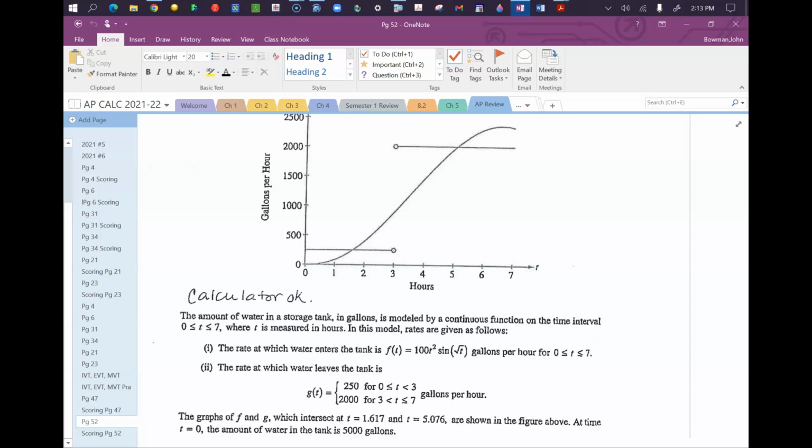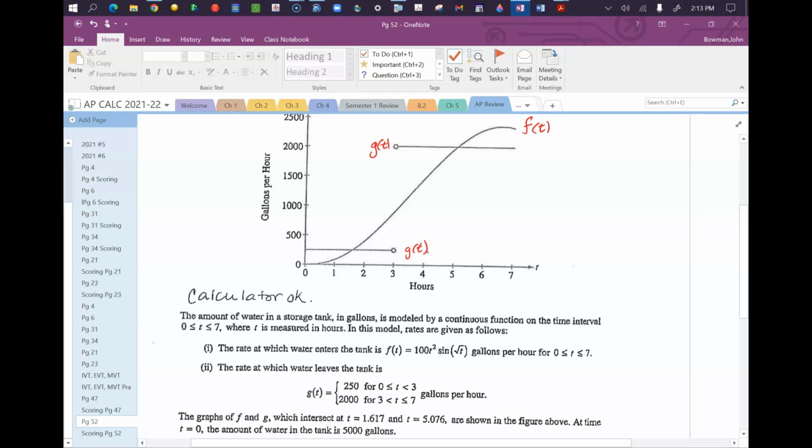1. The rate at which water enters the tank is f of t equals 100 t squared sine square root of t gallons per hour from 0 to 7 inclusive. 2. The rate at which water leaves the tank, g of t, is 250 gallons per hour from time 0 to time 3, and 2000 gallons per hour for time 3 to 7. So as you can tell by looking at this, the smooth function would be f of t and the step function would be g of t. So I'm going to label that as such to keep track of that.